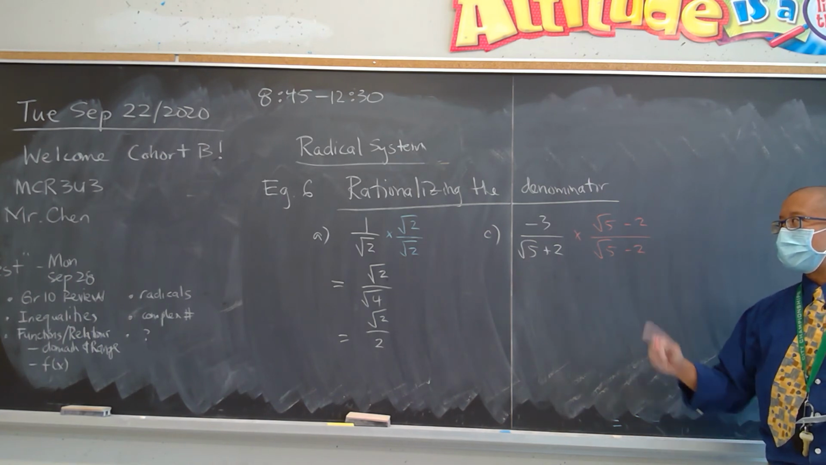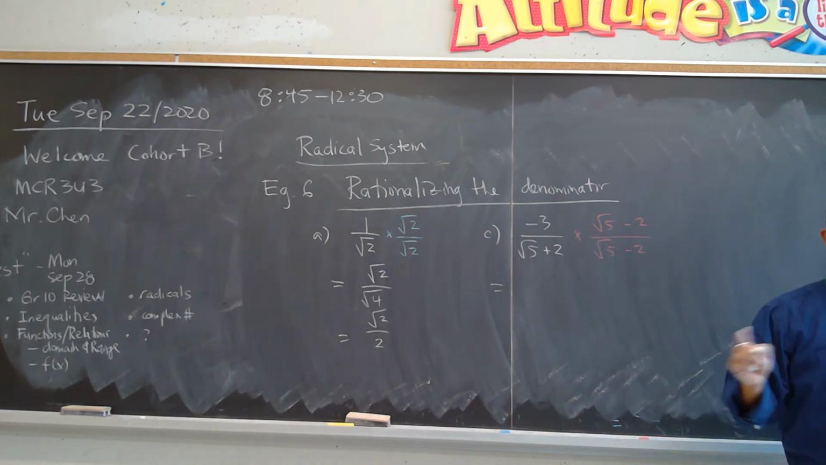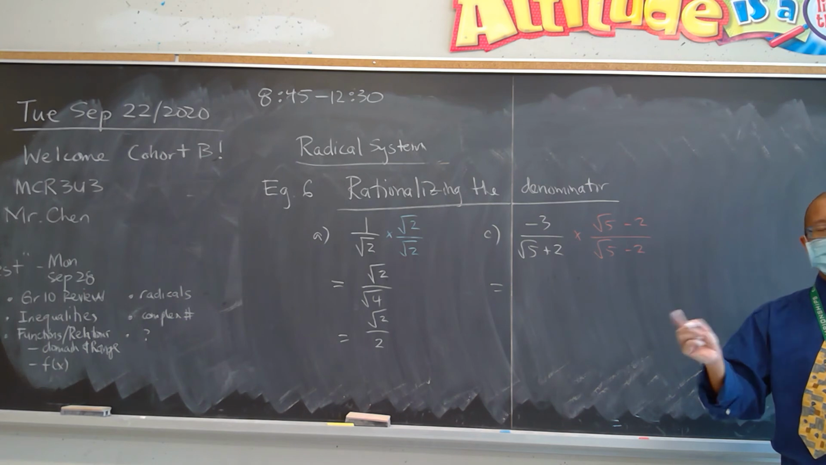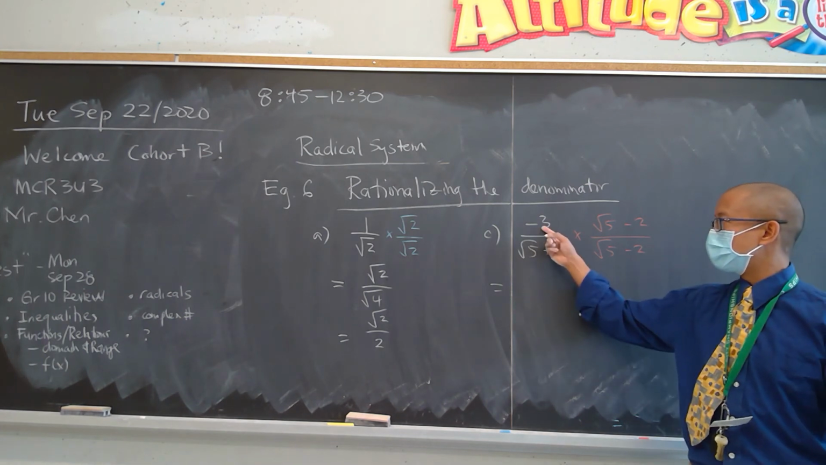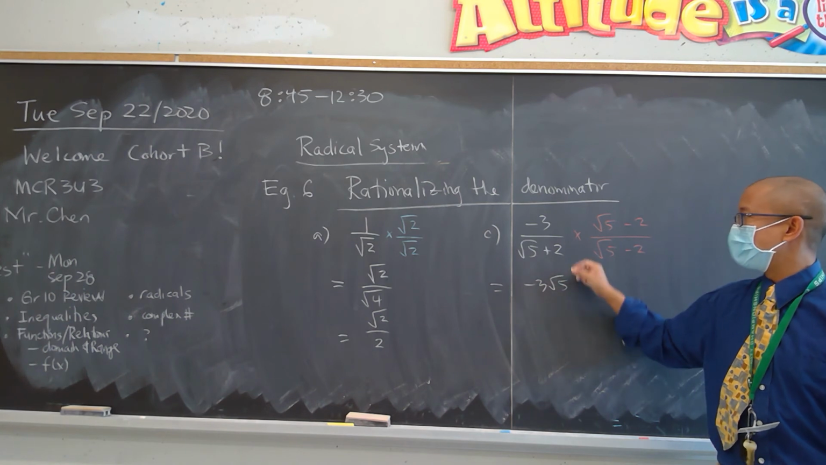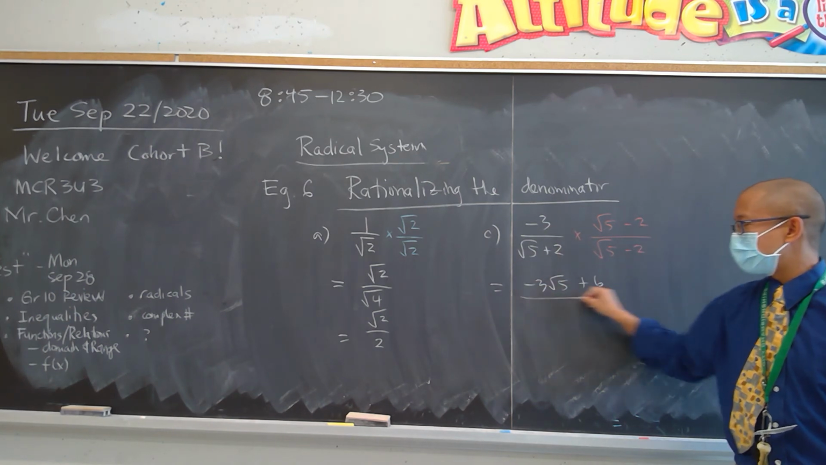Back to this. Why is this important? Unfortunately, we can't divide anything out in this example. So with fractions, we're going to simply multiply all the numerators. Negative 3 times root 5 is negative 3 root 5. And negative 3 times negative 2, that's positive 6. That's the answer in the numerator.